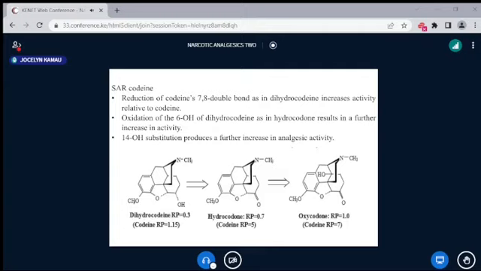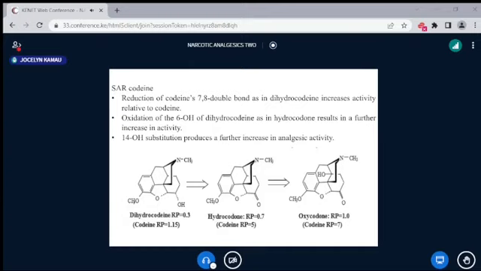Reducing the 7-8 bond to give dihydrocodeine increases activity. Oxidation of the 6-hydroxyl group of dihydrocodeine to give hydrocodone results in a further increase in activity. The 14-hydroxy substitution produces a further increase in analgesic activity. This will give us oxycodone. So there is similarity in the SAR of codeine with morphine. The drugs formed from codeine will have much lower potency compared to morphine, but the SAR for codeine and morphine are very similar.